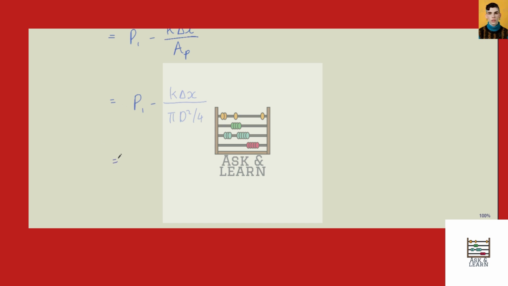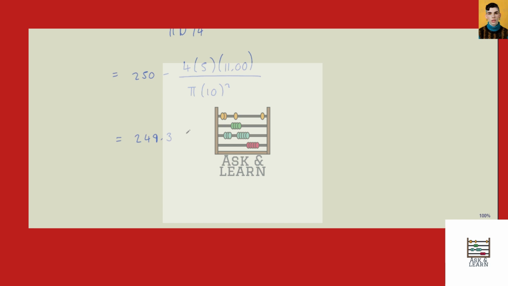And if we substitute our values in here, this is 250 pounds per square inch minus, we'll suppress the units here, 4 into 5 pound force per inch for the spring constant times delta X, which is 11 inches, all over pi into 10 inches squared. Hence we get the final pressure to be 249.3 pounds per square inch absolute.